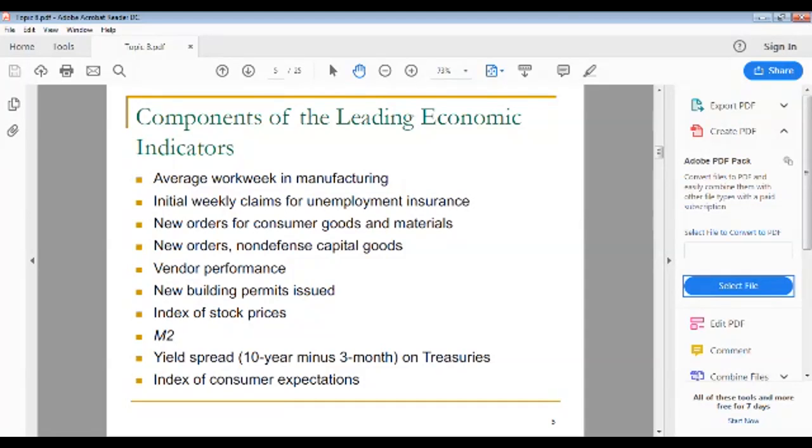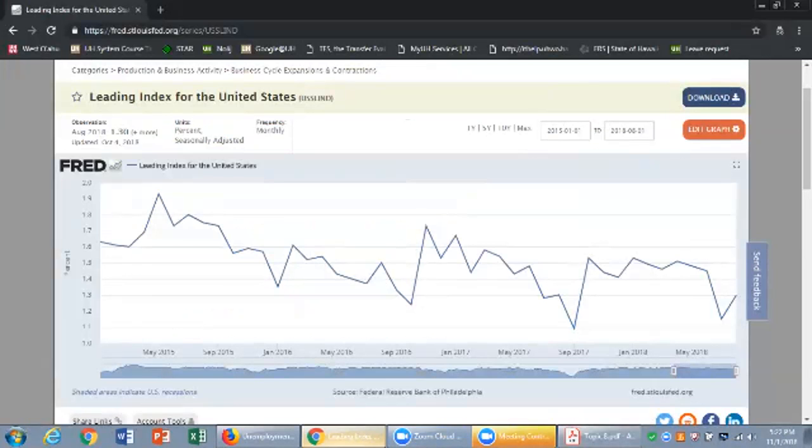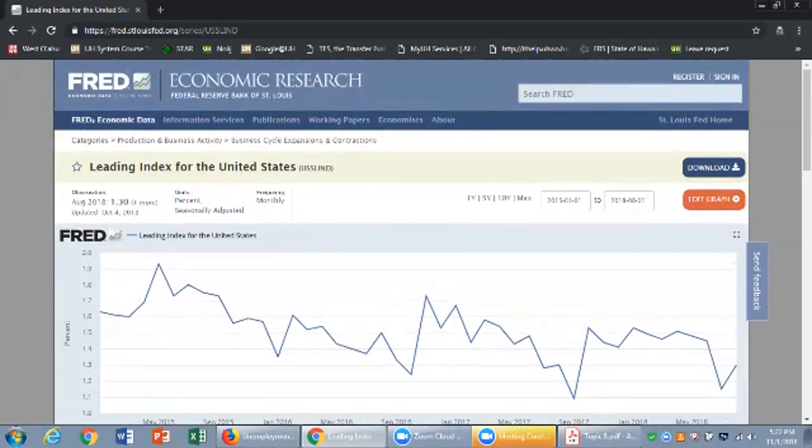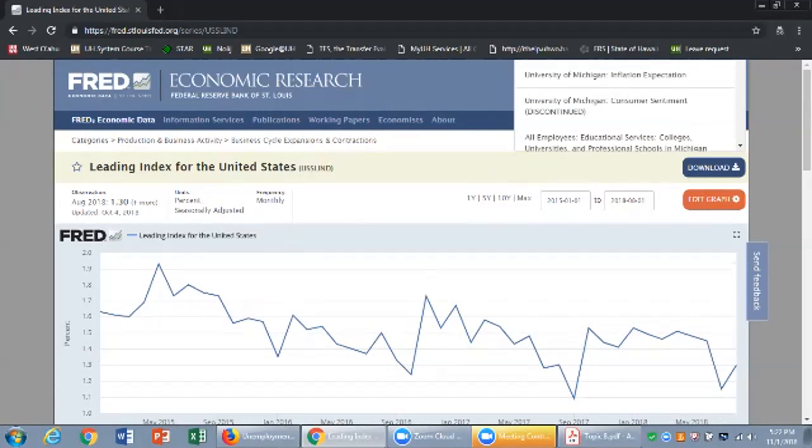I'm hoping it is. So I'm going to go back to FRED, who does everything for us. And I'm going to look at University of Michigan consumer sentiment. Why is it discontinued?